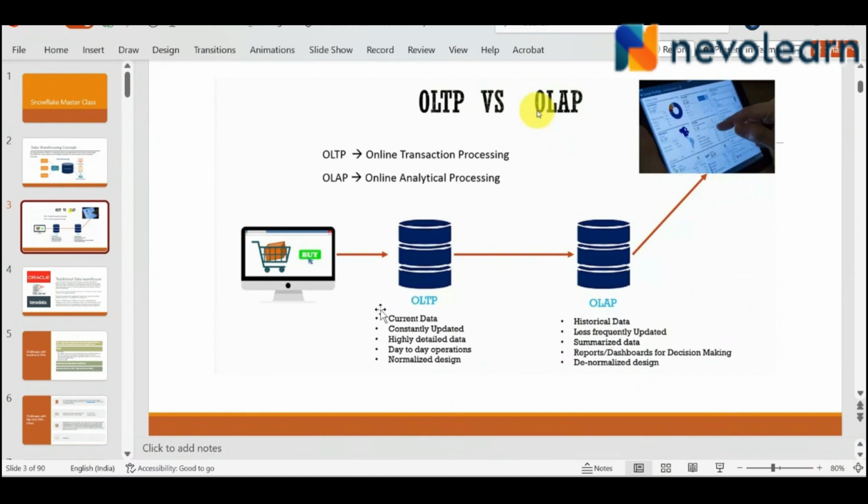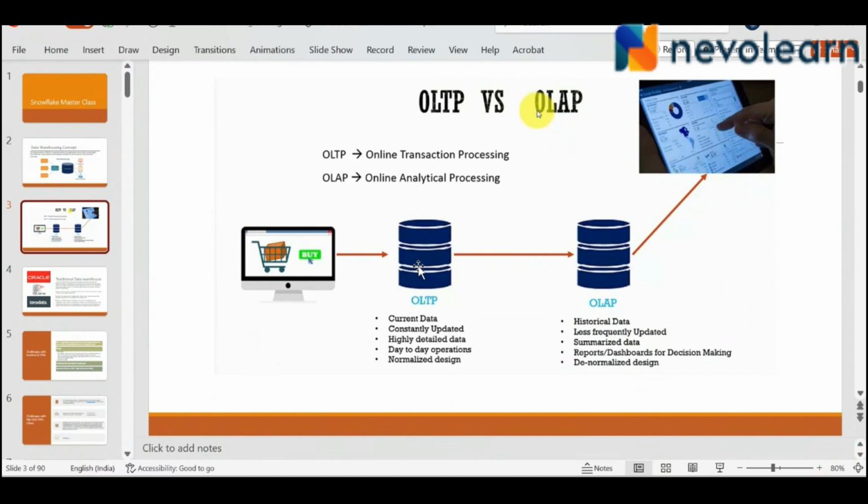This will contain current data, always constantly updated. If you do anything, such as delete or update on the front end, it will be immediately reflected in this database. It holds highly detailed, day-to-day operational data, and it is in a normalized form.